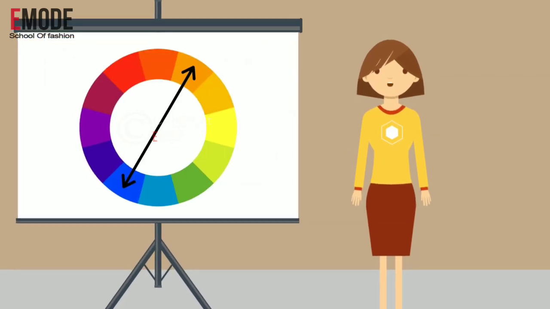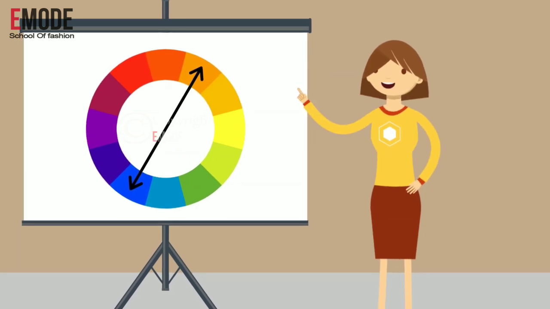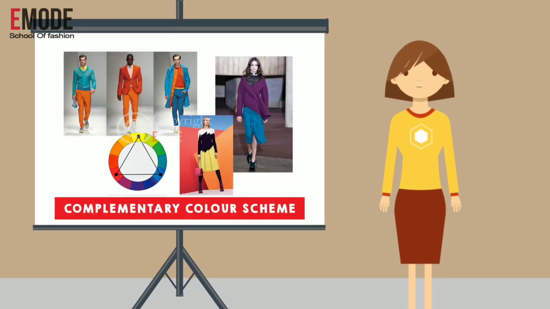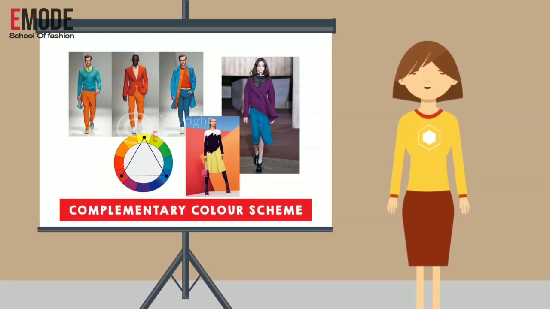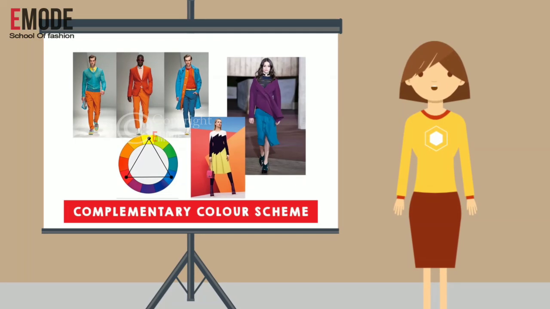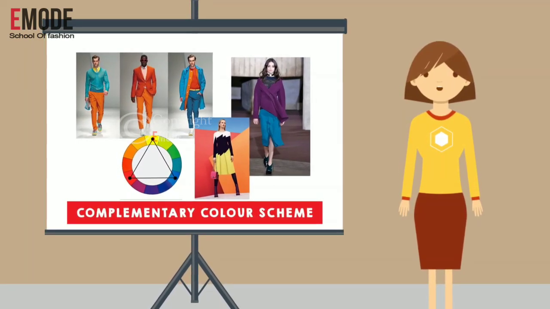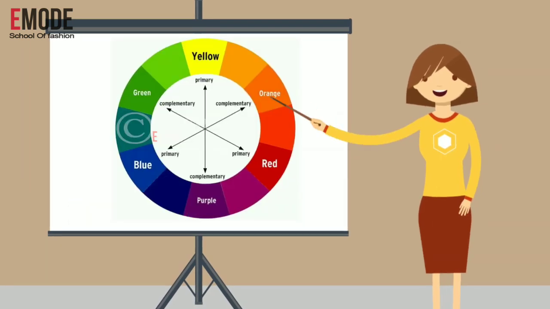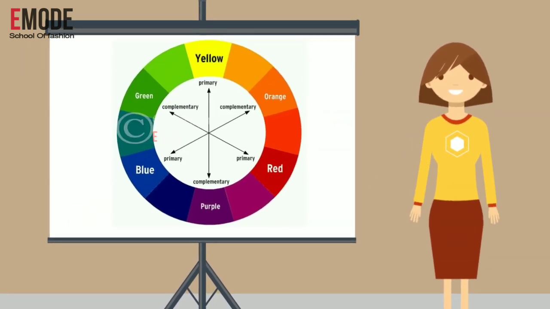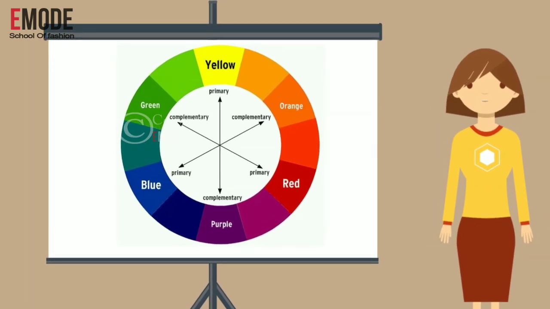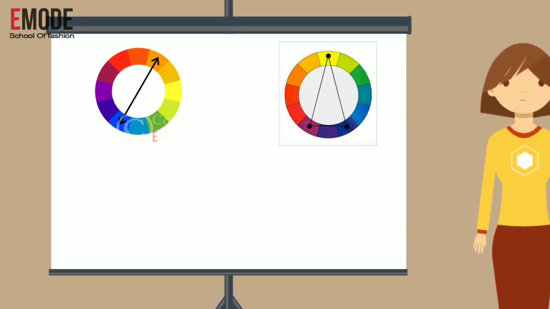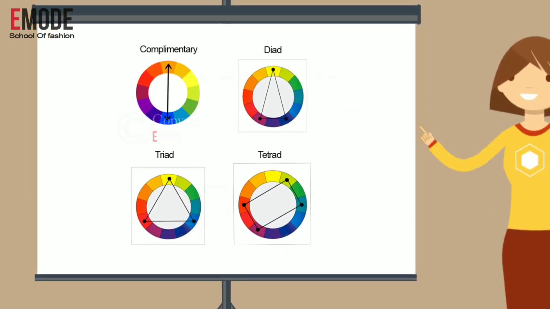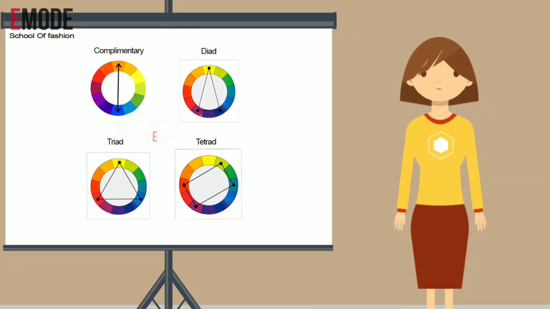Complementary. When two colors are located directly across from each other on the color wheel, they are known as color harmonies, or complementary color schemes. These colors work well when you want something to stand out, but you have to be careful when using them in large doses. The colors red and green are a perfect example of this scheme. Complementary schemes are used in 4 different ways. Complementary, dyad, triad, and tetrad. Just see this image. You can mix and match more colors in this scheme.